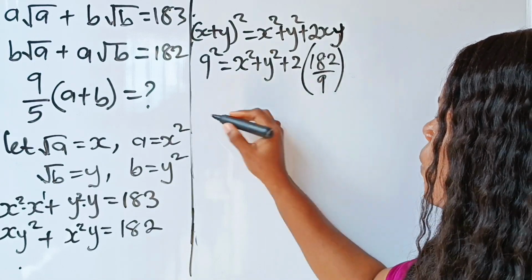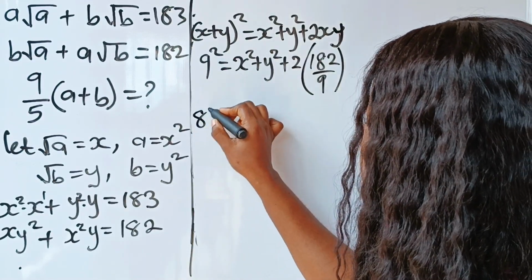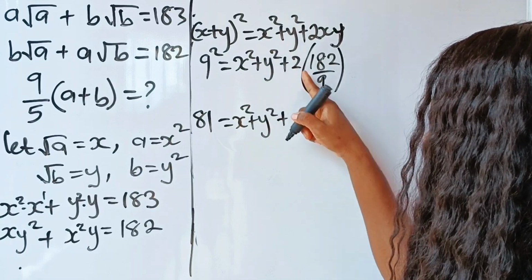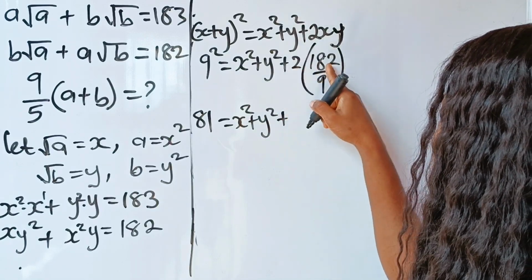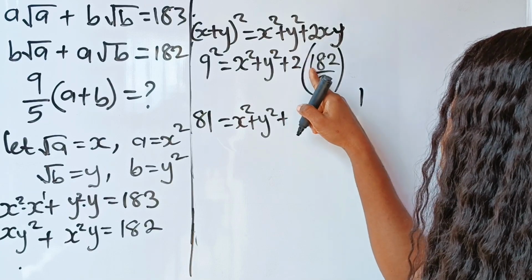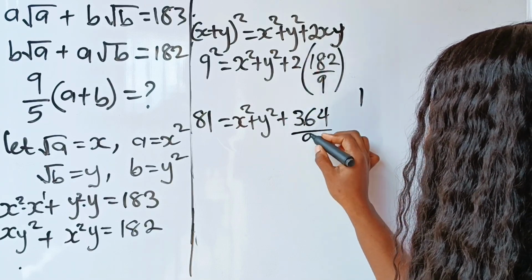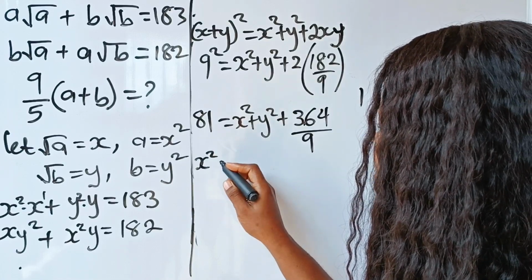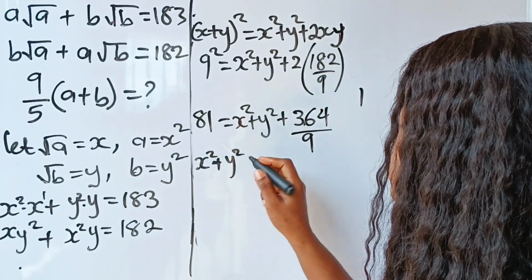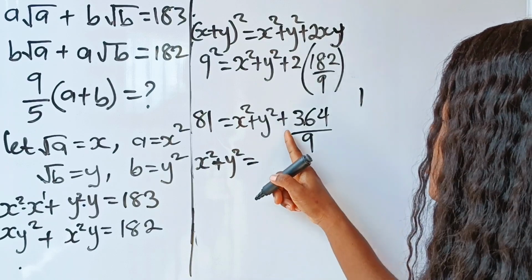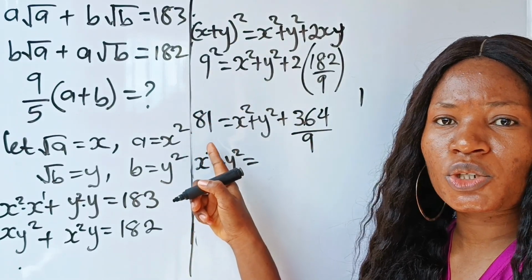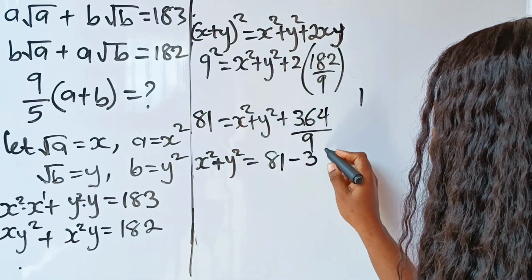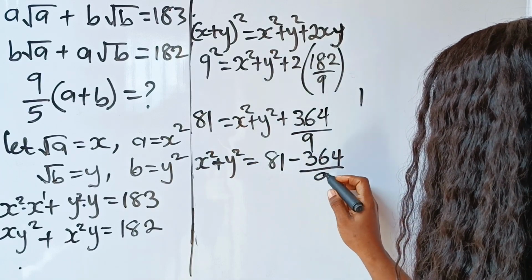Okay, let's continue. So we have 9^2 will give us 81, is equal to x^2 + y^2 plus, now 2 times 182: 2 times 2 will give us 4, 2 times 8 is 16, carry 1, 2 times 1 is 2 plus 1 is 3. So this is what we have, 364 divided by 9. So that simply means that x^2 + y^2, if we want to have this alone here, we are going to bring this to this side of the equation, right? So we are going to have 81 is already here, but we're going to subtract 364 divided by 9, okay?